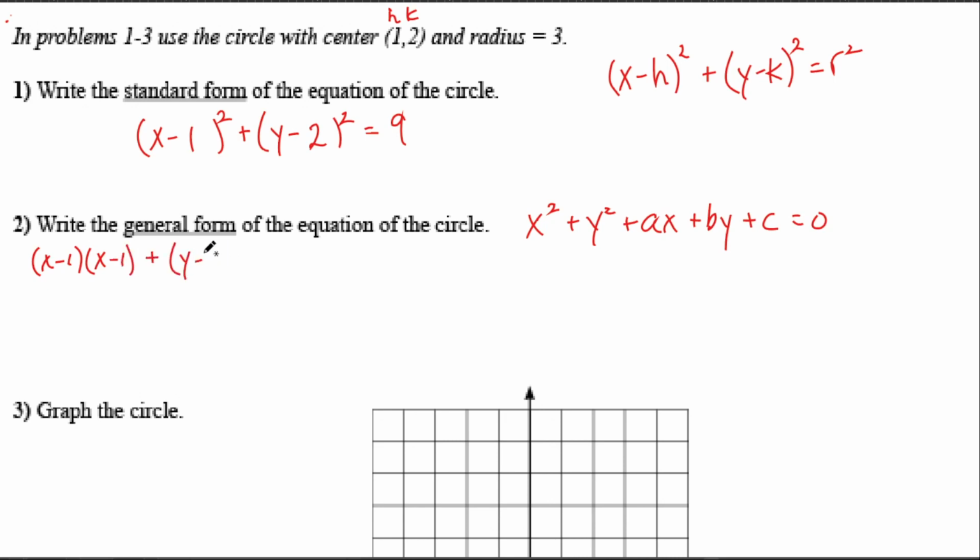Do you see why I'm doing that? Because it's what? Because it's squared, that's right. Because this is squared. Now let's do some FOIL. I'm going to do this in my head. I'm not going to write down every little step. So it's first, outside, inside, last.